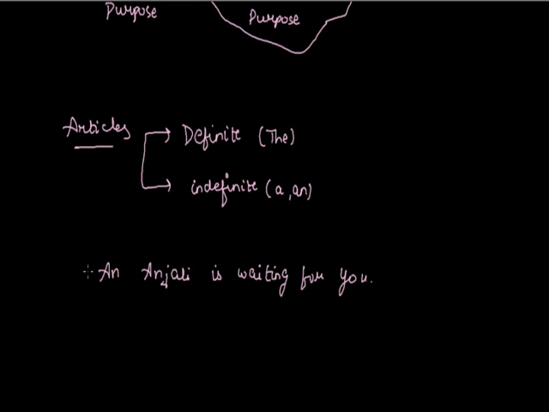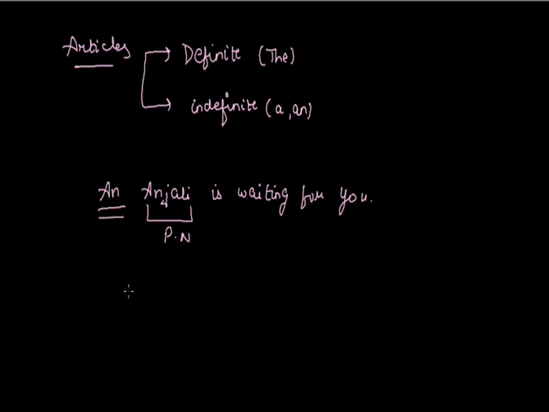We generally don't use any article before a proper noun. Here Anjali is a proper noun, but we are using an here. Why are we using an here? Because here we are converting a proper noun to a common noun. This means what? An Anjali is waiting for you means any Anjali is waiting for you. When our person is not known, our proper noun is not known, then we can use an article before it.